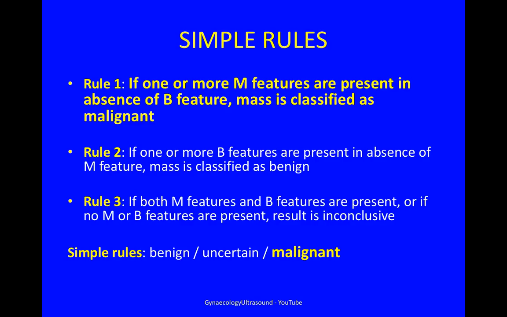The rules are that if there are 1 or more malignant features in the absence of benign features, the mass is classified as malignant. Using simple rules, we can then classify a mass as being malignant.